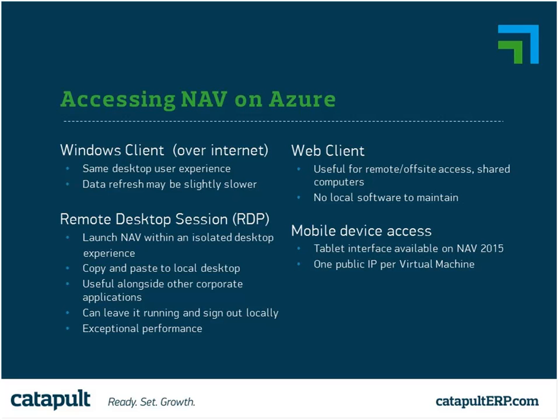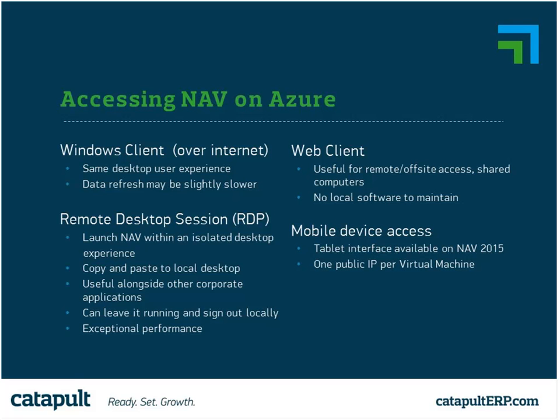The other ways to access NAV, which you're probably familiar with already, are the web client, which is very robust now with NAV, useful for remote and offsite access and for situations where you have shared computers. Certainly nice not to have any local software to maintain, so that you're not running a local client. There are some limitations functionally with the web client, but overall it's a pretty good experience. And of course, you can use the web client just as you can with a locally hosted NAV implementation.